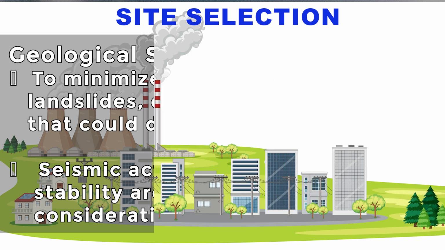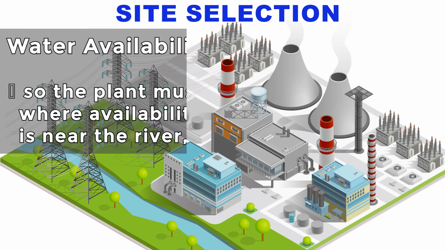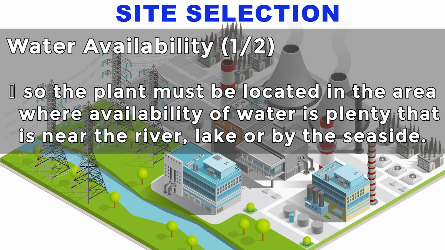The second site selection factor is water availability. Inside the reactor of a nuclear power plant, water is used as a moderator, for cooling the heat generated by the fission reaction, and for other cooling purposes also. So the water requirement in a nuclear power plant is very high, twice the requirement in thermal power plants. So the plant must be located in an area where water is plentiful, that is, near a river, lake, or the seaside.